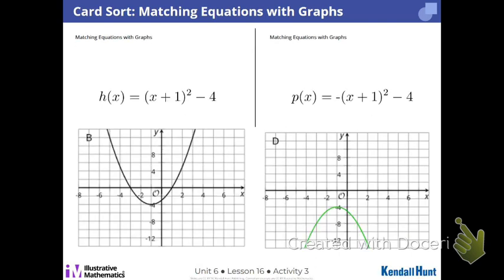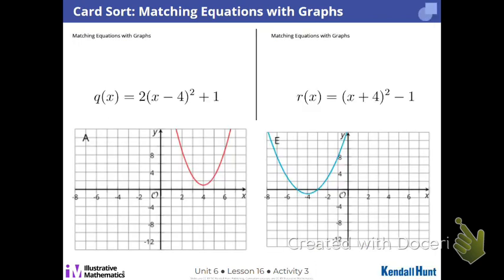We've got h of x and p of x next. What tells me that h of x opens up? It's positive. This sends me which way? Left 1, down 4. Yep. Okay, over here, this says down. This one sends me 1 left, down 4. So notice same vertex, right? It's kind of cool.